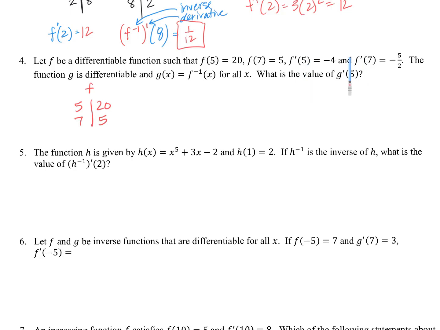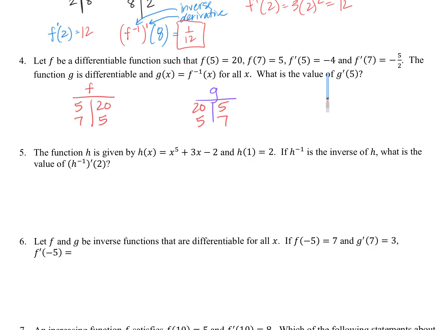I'm going to skip this info for right now. They tell us g is the inverse. So I'm going to make another little chart that says g. If my function has the point (5, 20), what does my inverse have as the point? 25. If my function has the point (7, 5), what does my inverse have as the point? Beautiful.